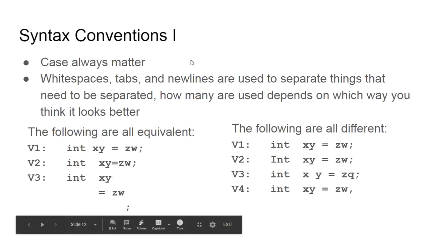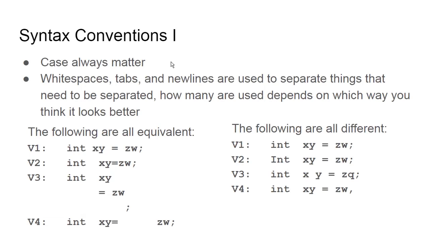What I want to point out in version 3 is that this one statement is actually separated into 3 lines. And the right side illustrates that case always matters. So these are all different. In fact, other than the first version, the other ones are all wrong. So you will get a compiler error when you have them.